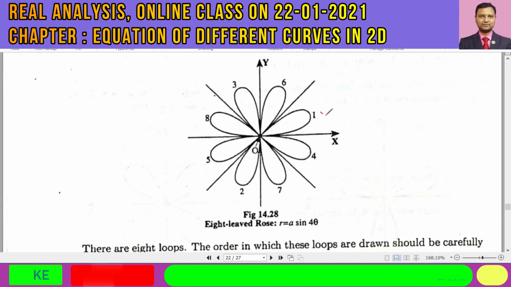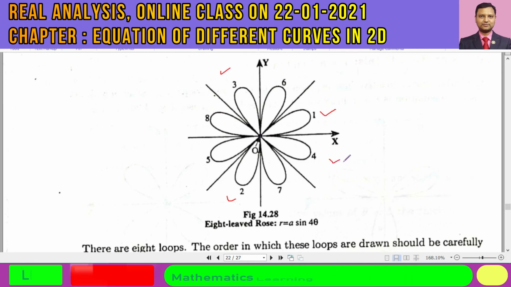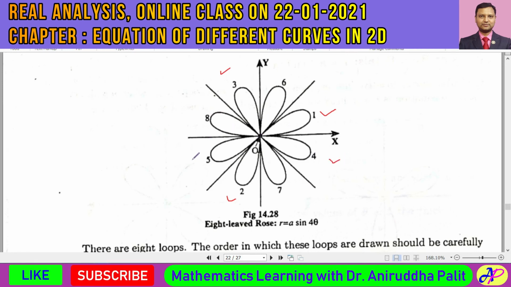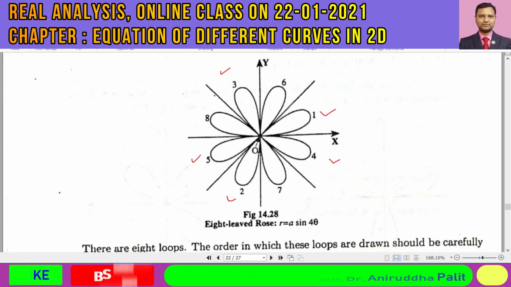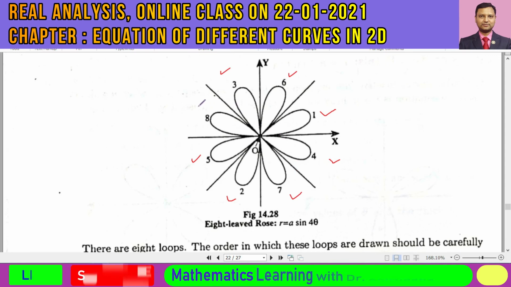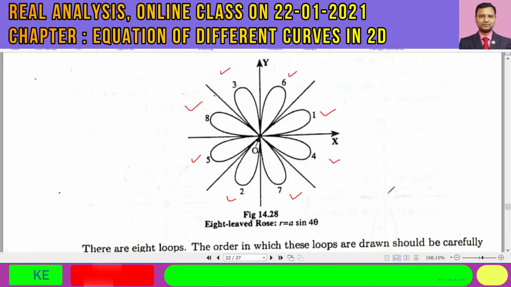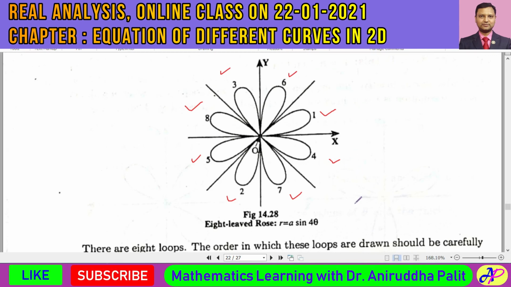You see, 1, then afterwards you will get this second loop, 2, then 3, and then 4, and then again come back to this 5, and after one loop it would come back to this 6, then one more loop it would come back to this 7, and then to this 8. So in this fashion, a total of 8 loops will be generated.